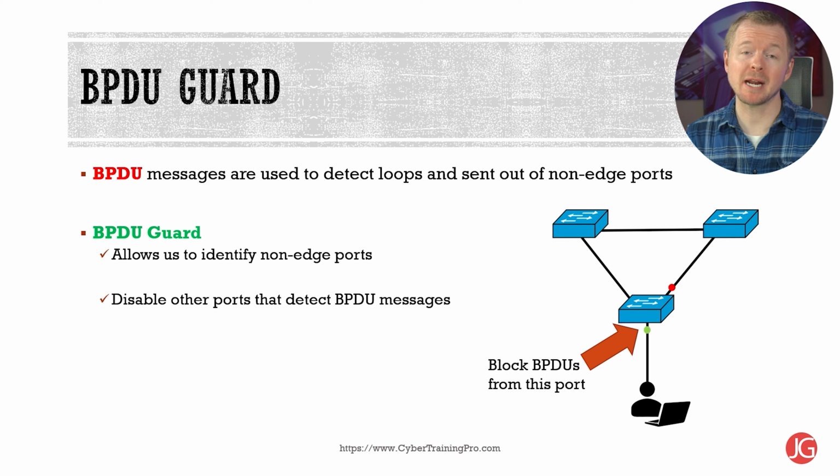Unfortunately, switches can't automatically detect an edge port versus a non-edge port, so technically if we don't have protections in place, then a user could plug in a switch instead of their computer and start sending BPDU messages. A feature that we can use to prevent this is something called BPDU Guard. With BPDU Guard, we can identify non-edge ports where we expect BPDU messages to be sent and then disable other ports that detect BPDU messages.